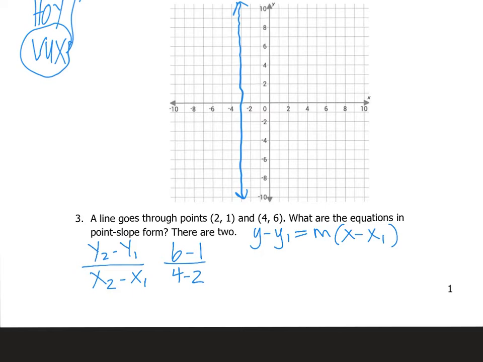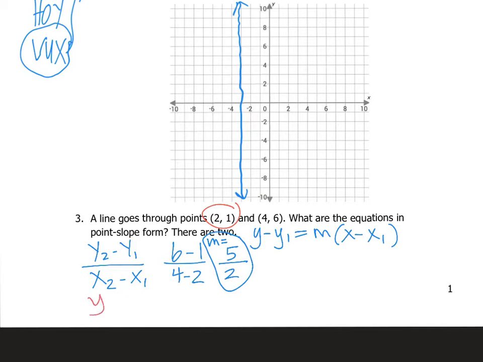6 minus 1 is 5. 4 minus 2 is 2. So our slope, our m, is 5 over 2. And now we're going to write the 2 versions of point slope form because we're given 2 different points. So I'm going to use the first coordinates in the slope to write the first one, and then I will show you the second one. This one is asking for both of them, so in order to get this right, we need to have both.